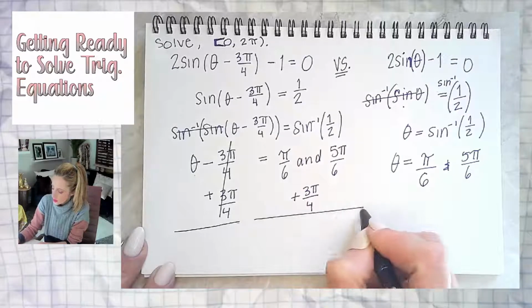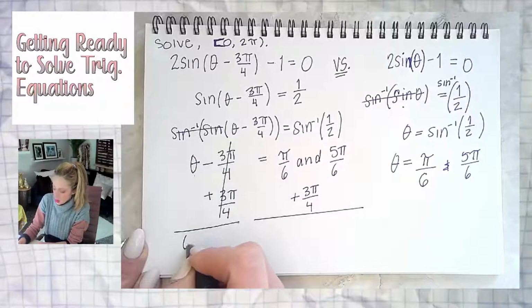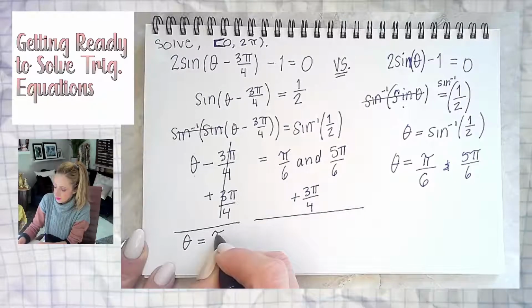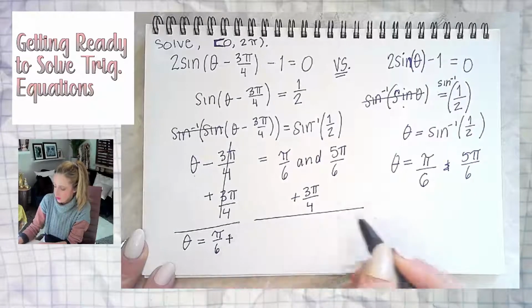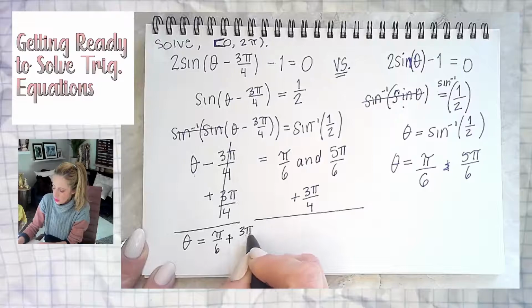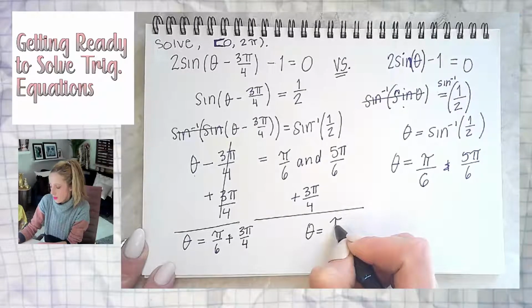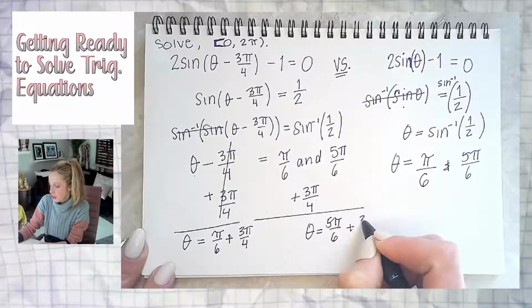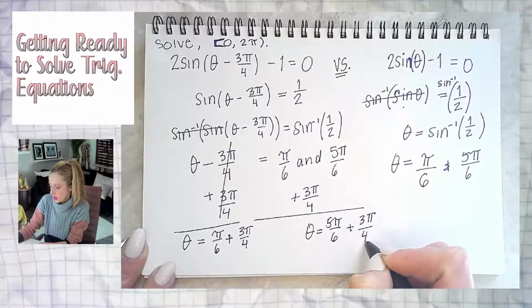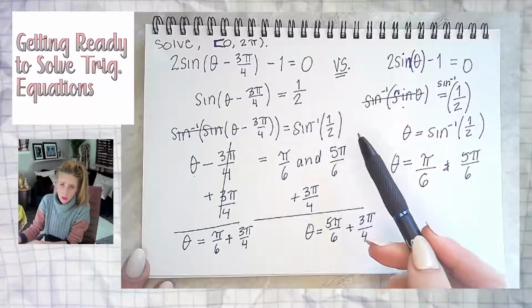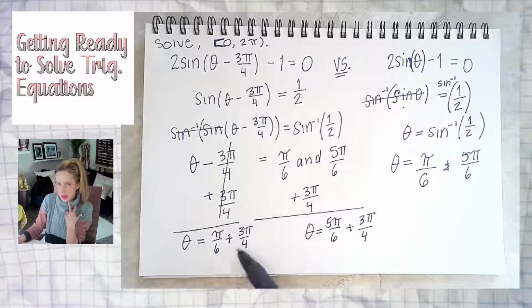So I'll draw some lines here. One equation I can write is theta equals pi over 6 plus, I forgot if it was plus or minus, 3 pi over 4. And the other equation will be theta equals pi over 6, nope, 5 pi over 6, sorry, plus 3 pi over 4.